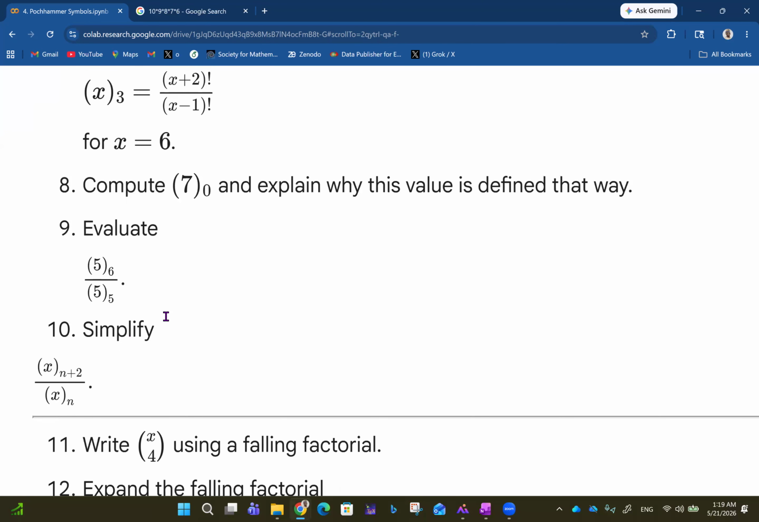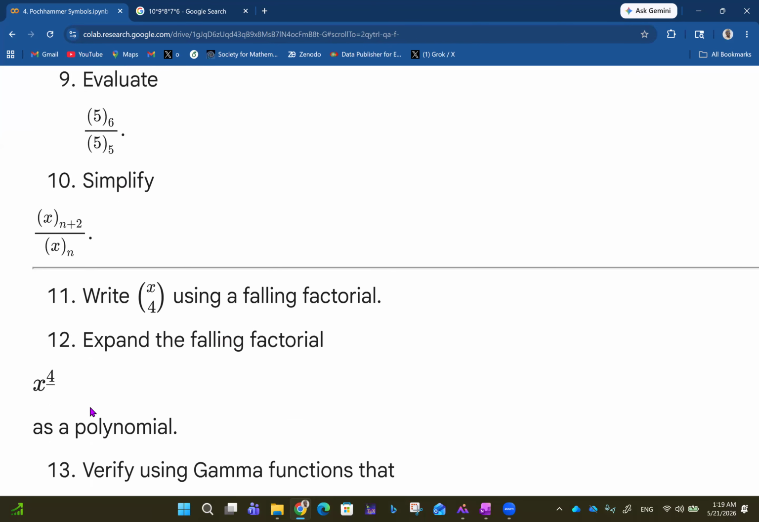Yeah, I think this should simply be 5, right? Because that's 5, 6, 7, 8, 9, 10. Then 5, 6, 7, 8, 9. So the answer is going to be 10, right? So simplify this. That's possible.